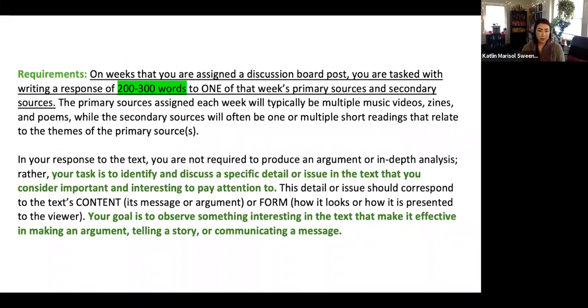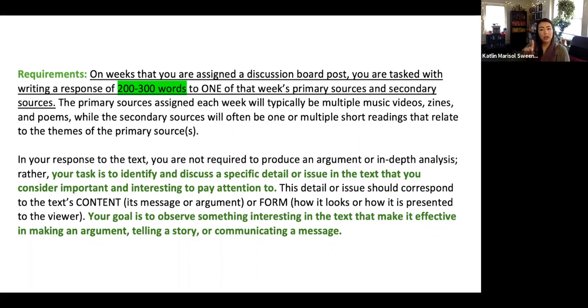As a reminder, on weeks that you are assigned a discussion board post, you are tasked with writing a response of 200 to 300 words, not less, not more. If it's less, you will be docked points. If it's more, you will not be, but you're putting in more effort than you need to. Stick to that 200 to 300. I don't want you writing me any more than that. The goal is to be kind of an exploratory stream of consciousness post, right? I'm not looking for a formal essay.